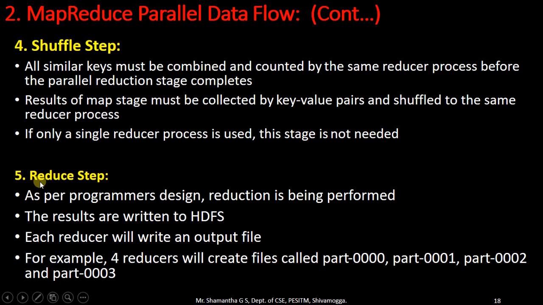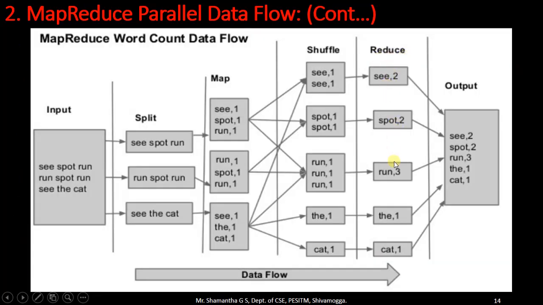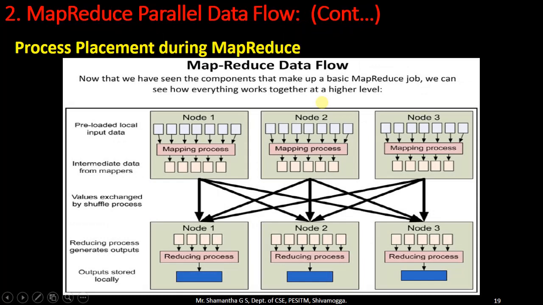The last stage is the reducer step. As per the programmer's design, reduction is performed. The results are written to HDFS. Each reducer will write an output file. For example, 4 reducers will create files called part-0000, 0001, 0002 and 0003, meaning that each individual reducer will create an output file. The reducer phase produces individual outputs, and the output phase will combine all these outputs into a single output file.